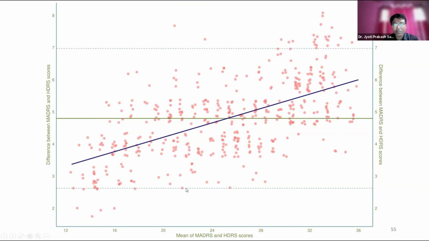Is there any trend? Yes. As the mean values increase, their difference also increases. That means they can be comparable. If this is so, like the difference and the mean values go parallel, the mean increases and the difference also increases.